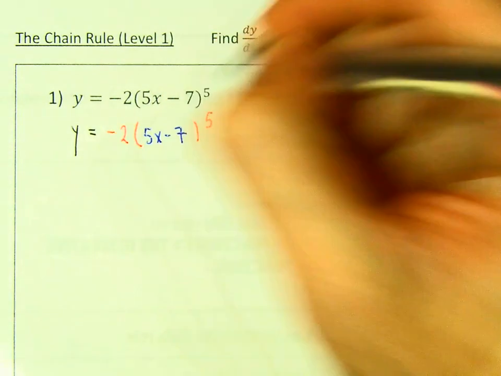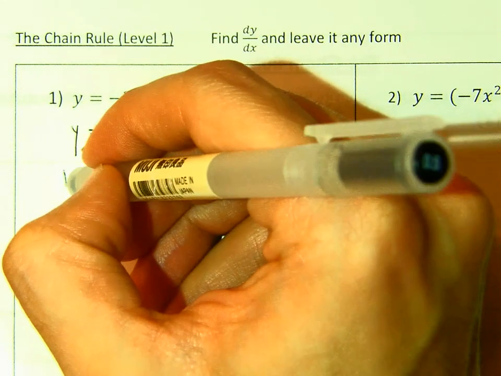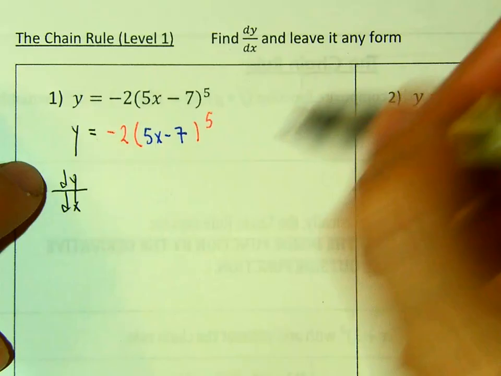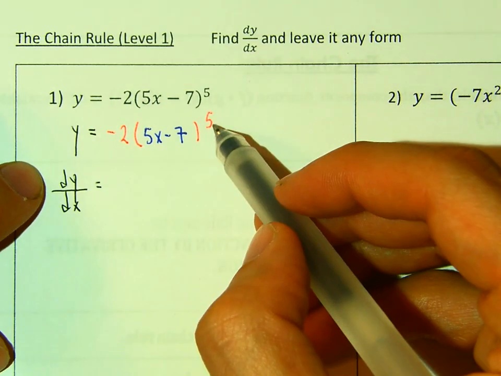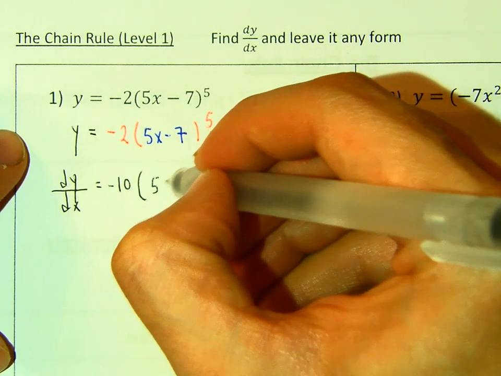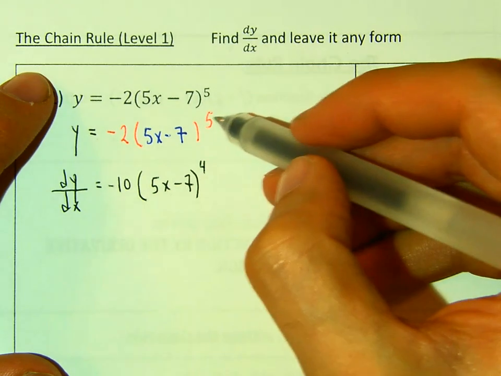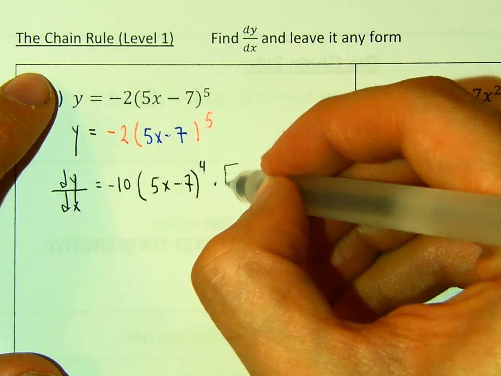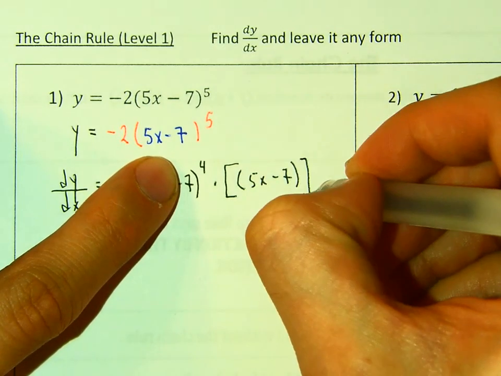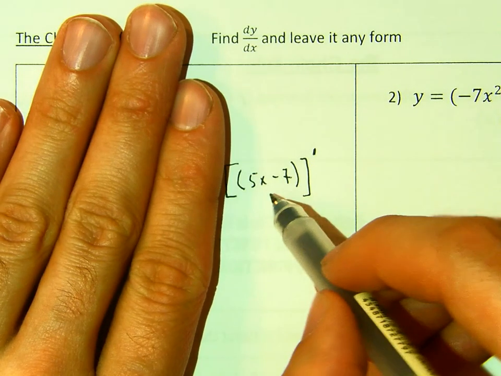Okay. And then what do we need to do? Well, we need to first take the derivative of the outside, right? So if I say dy dx, remember, that's another way of saying the derivative. So here, what's the derivative of the outside? It's 5 times negative 2, which is negative 10, times 5x minus 7. And we're just taking the derivative of the outside, right? And this becomes a 4 because we're doing 5 minus 1, times, okay? Now let's set it up. We have to take the derivative of the inside. And this notation here, this prime implies we're taking the derivative of this.